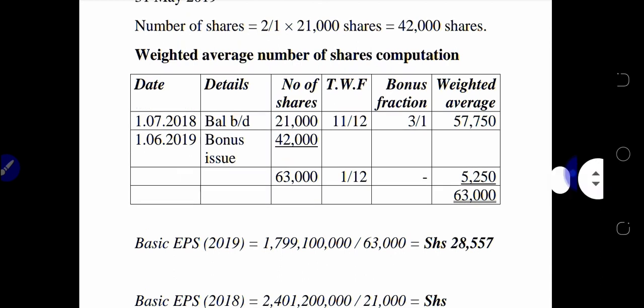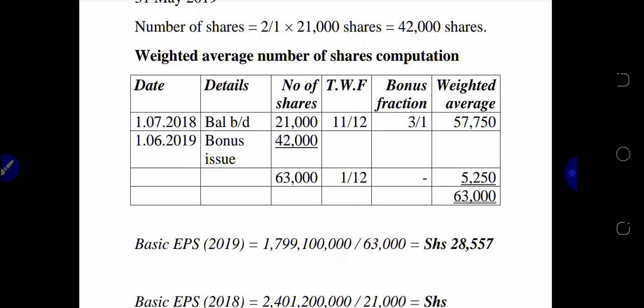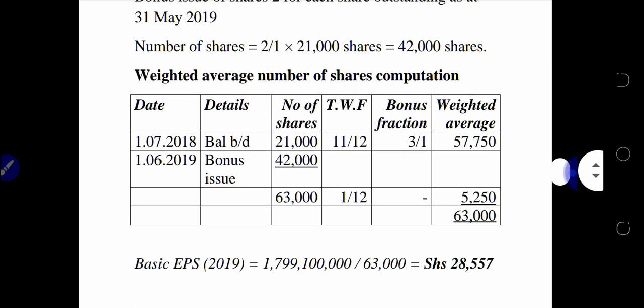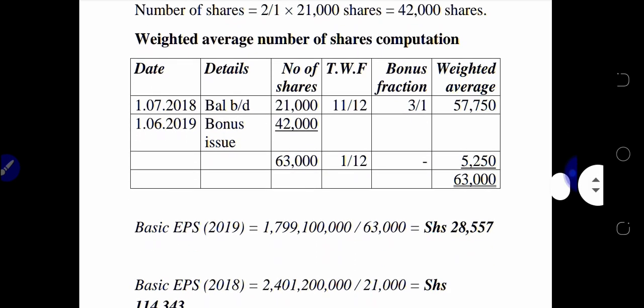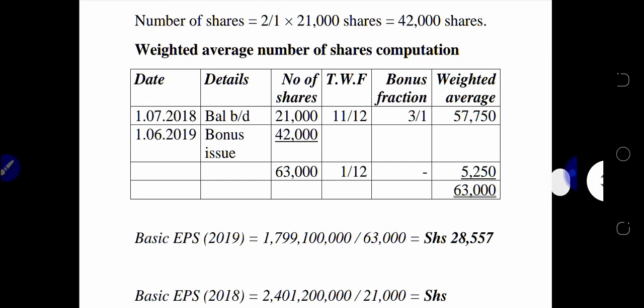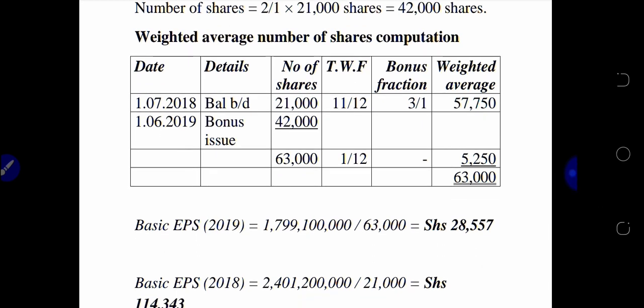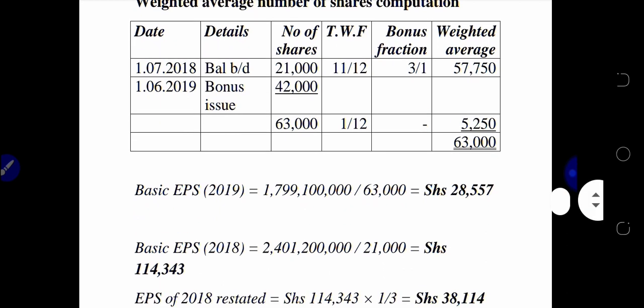This is our working for the computation of the weighted average number of shares. So you always need to come up with a small table which has date, details, the number of shares, the time weighting factor, bonus fraction, and the weighted average. If in the year there was a rights issue of shares, you can also add in another column for the rights factor, but in this case there was no rights issue of shares, it was just a bonus fraction. Now at the start of that financial year, we have 1st July 2018, the balance brought down, that was 21,000 shares. However, these shares were outstanding for a period of 11 months. So your time weighting factor, that will be 11 over 12.